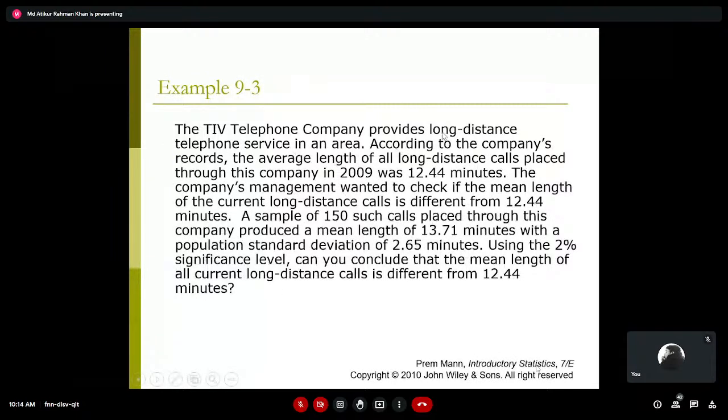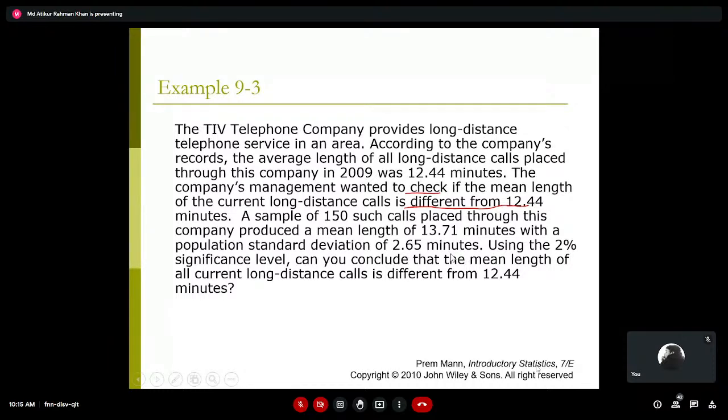The TIP telephone company provides a long distance telephone service in an area. According to the company's record, the average length of all long distance calls placed through this company in 2009 was 12.44 minutes. The company's management wanted to check if the mean length of the current long distance calls is different from 12.44 minutes. A sample of 150 such calls placed through this company produced a mean length of 13.71 minutes with a population standard deviation of 2.65 minutes.